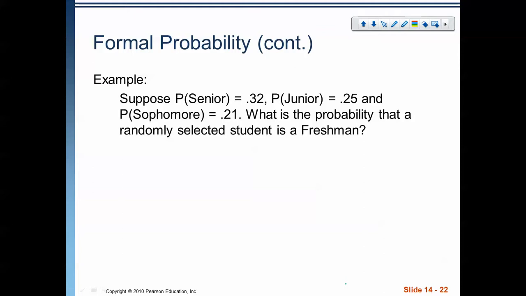We're going to assume that there's 4 different options: senior, junior, sophomore, and freshman. And if I'm going to give myself probabilities for each of those things, I know it's 0.32, 0.25, and 0.21. This is the one that we're trying to find.